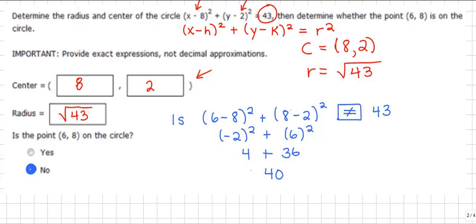Okay. Now, another side comment: because 40 is less than 43, the point 6, 8 actually lies inside the circle, in the interior of the circle. If this value were bigger than 43, it would lie outside the circle.